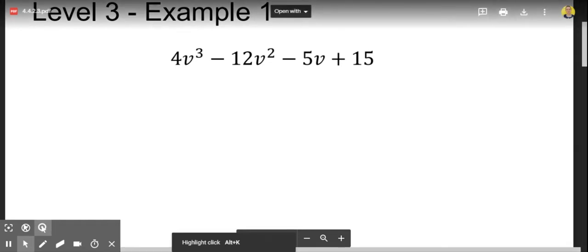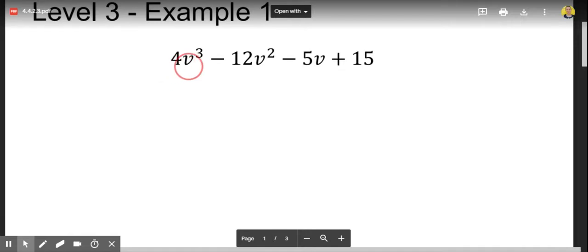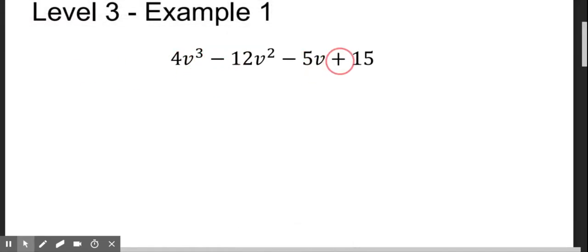Hi, everybody. So today we're going to be working on factoring with grouping. If you look at our overall polynomial here, our four-termed polynomial, we don't really have any common factors. You'll notice there's v's on the first three, but not the last one. The last two are divisible by 5, but the first two aren't. And the first two are divisible by 4, but the last two aren't.